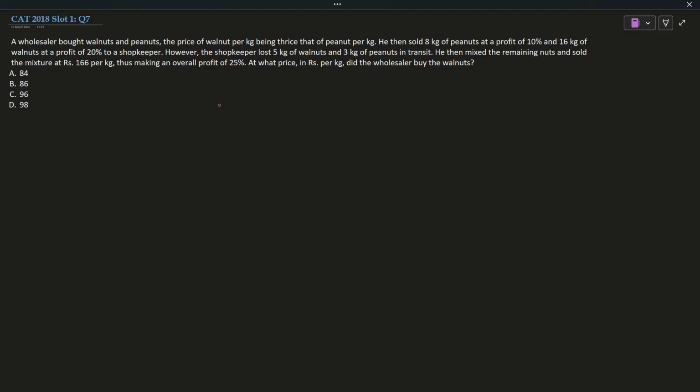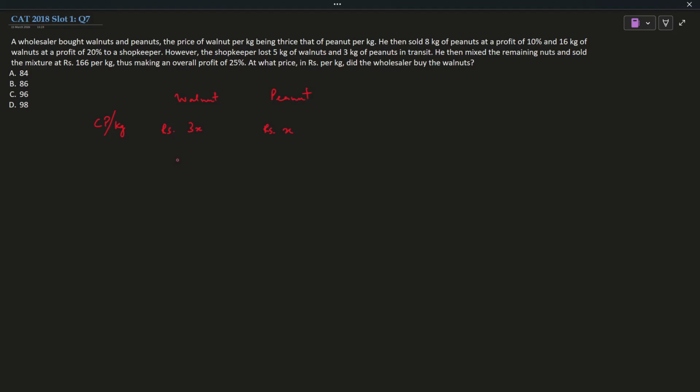A wholesaler bought walnuts and peanuts, the price of walnuts per kg being thrice that of peanuts. So I have walnut, I have peanut. This is the cost price per kg. Walnut being thrice that of peanut. So if peanut is rupees x per kg, walnut will be rupees 3x per kg.